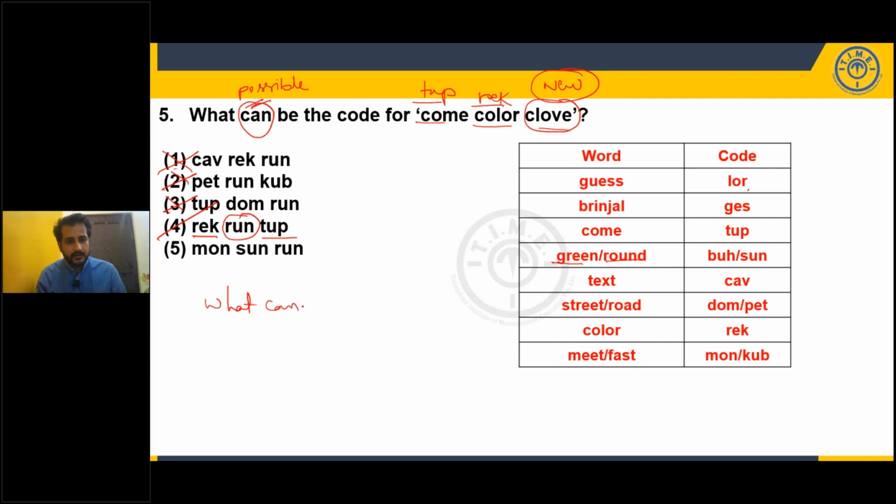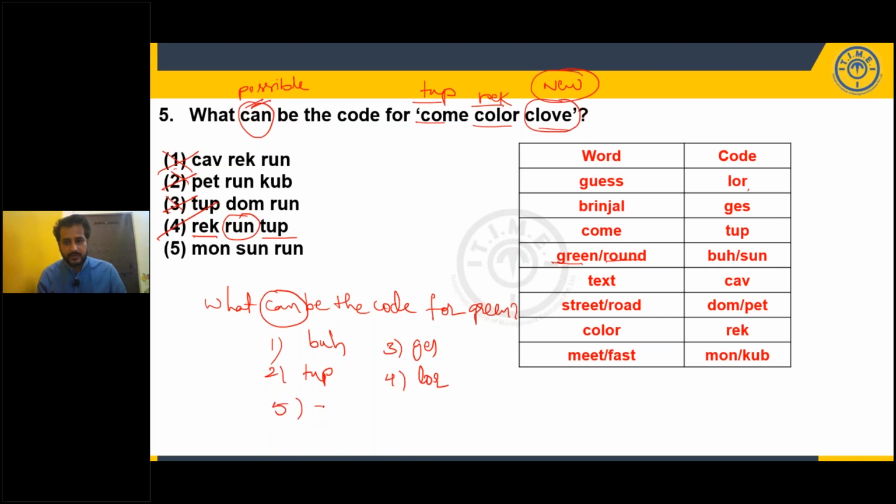Okay. Sometimes the question may be given like this. What can be the code for green? Okay. Now again here can be nothing but possible. Now the options are given like this. BUH, and the second option TUP, and the third option GS, and the fourth option LOR, and the fifth option DOM. Okay. I'm taken randomly.